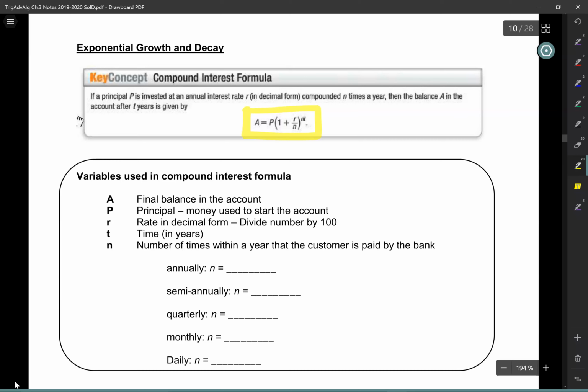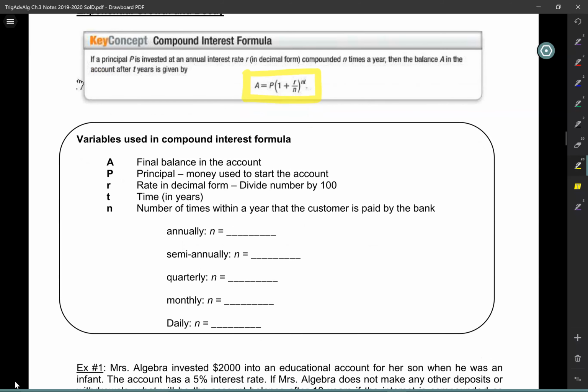It's A = P(1 + R/N)^(NT). Let's talk about what each of these things mean. The A here, first of all, is the final balance in the account. So when you get your statement, how much money is in the account now? For the time being, if you have your calculators out, just put them on your desk face down if you want to resist the urge of playing with them.